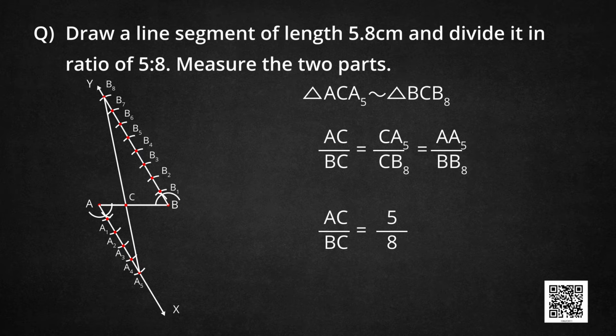So this is how we can divide a line segment in a definite proportion. So where do we use this? We can use these methods to construct a triangle similar to a given triangle whose sides are in a given ratio with the corresponding sides of the given triangle.